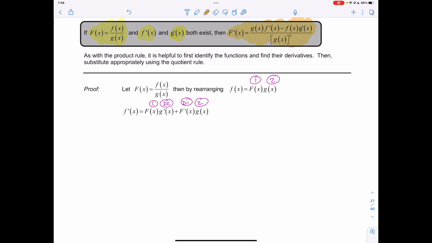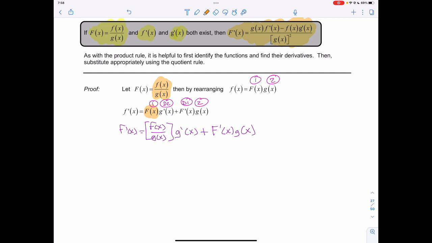Now, we already know what this is. It lists it right here. So we're going to replace that capital F of x with what it actually represents. So I'm going to say that F prime of x is equal to f of x over g of x times g prime of x plus capital F prime of x times g of x.